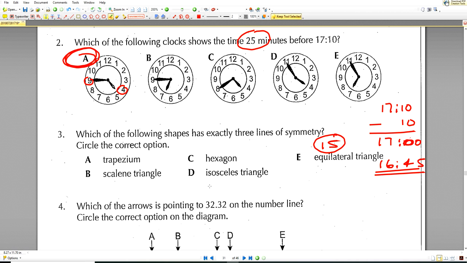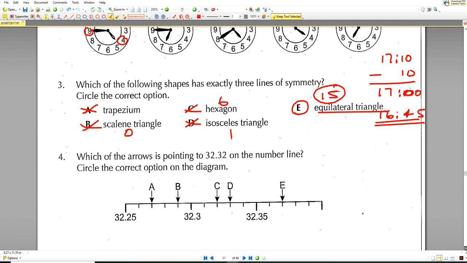Which of the following shapes has exactly 3 lines of symmetry? For question number 3, 3 lines of symmetry is going to be the equilateral triangle, not the hexagon or the trapezium. The scalene triangle has no lines of symmetry. The isosceles triangle has 1. If this is a regular hexagon, we have 6, and the scalene triangle will have 0 lines of symmetry. Okay, let's move on.